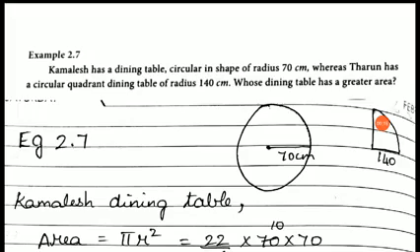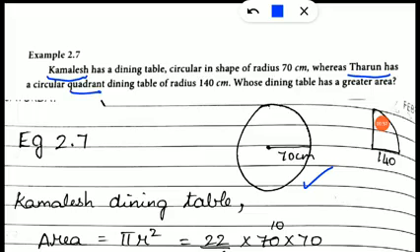Okay, first one. Look at this example 2.7. Kamlesh has a dining table circular in shape of radius 70 centimeter, whereas Tarun has a circular quadrant dining table of radius 140 centimeter. First, there are 2 different people, Kamlesh and Tarun. Both are having dining tables, but in a different shape. Kamlesh's dining table is circular in nature, whereas Tarun has a quadrant.